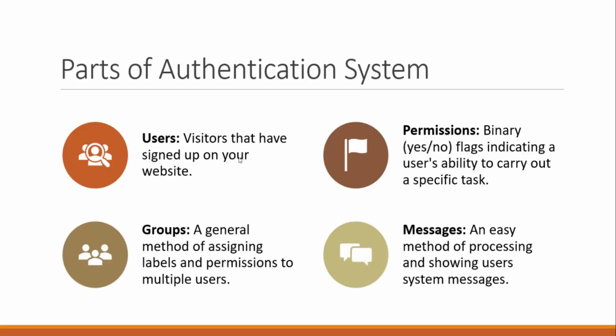So now we will discuss the parts of the authentication system. In Django, authentication and authorization system consist of several parts which are as follows. The first one is a user. It is a visitor that has signed up on your website. The second one is permissions. It is a binary yes or no flag that indicates a user's ability to carry out a specific task. And the third one is groups, a general method of assigning labels and permission to multiple users.